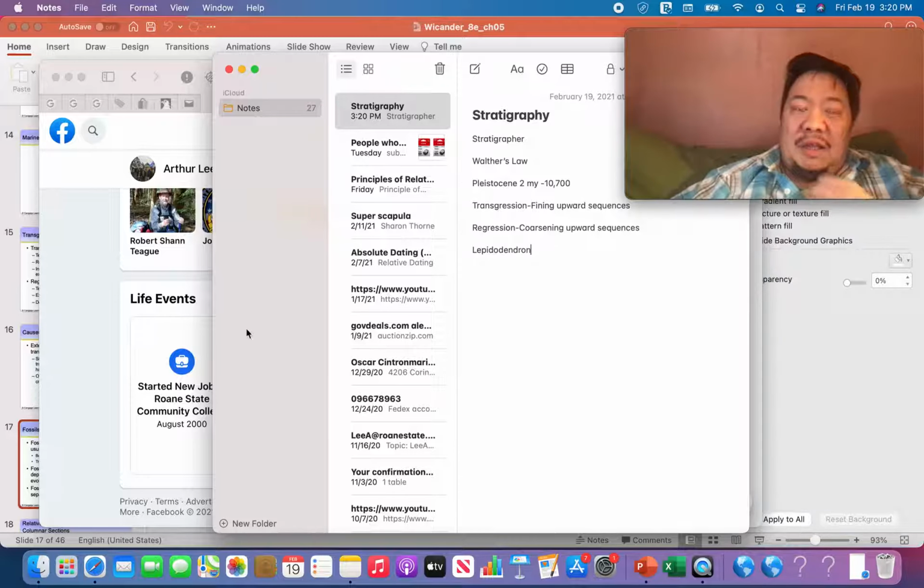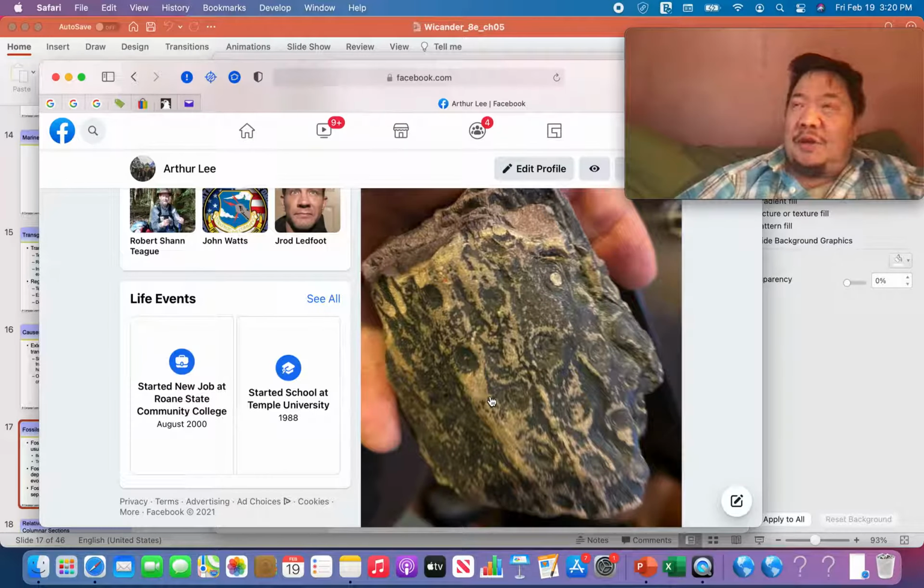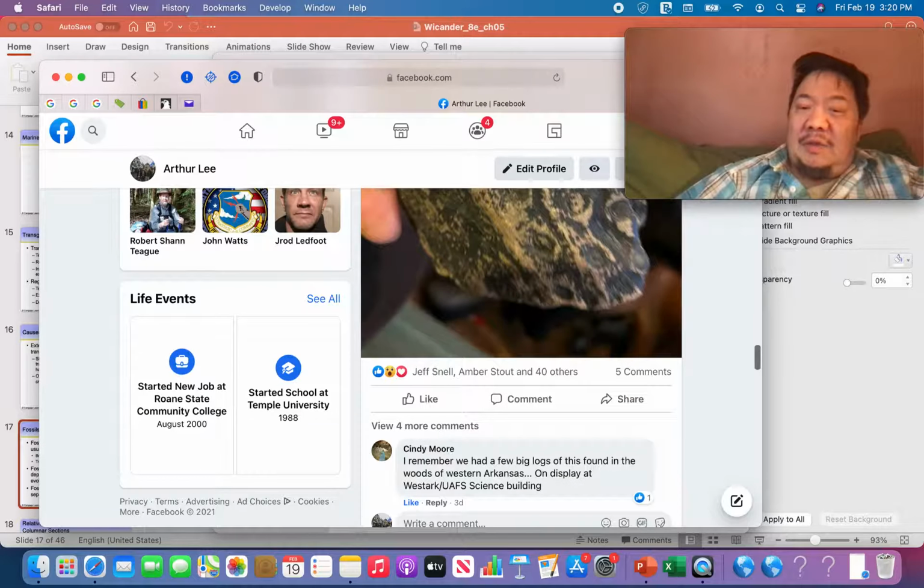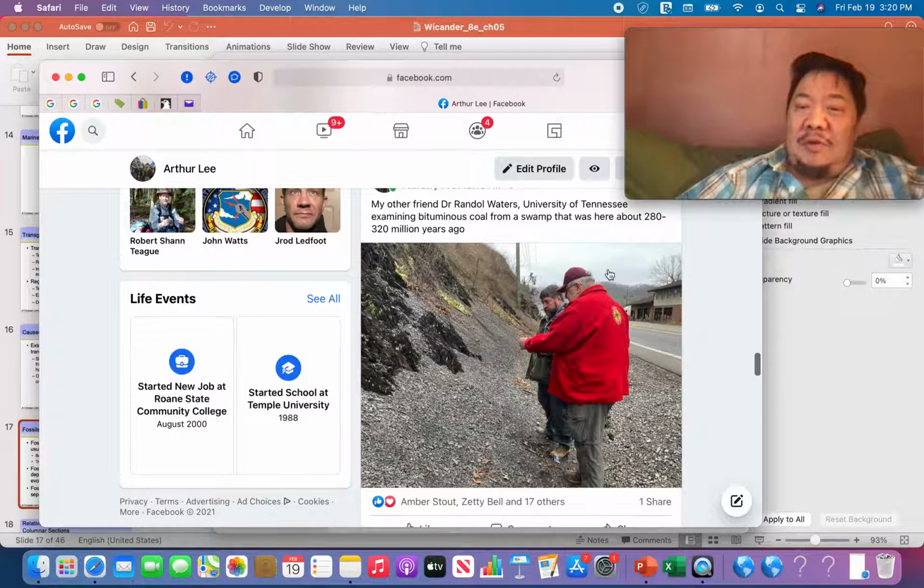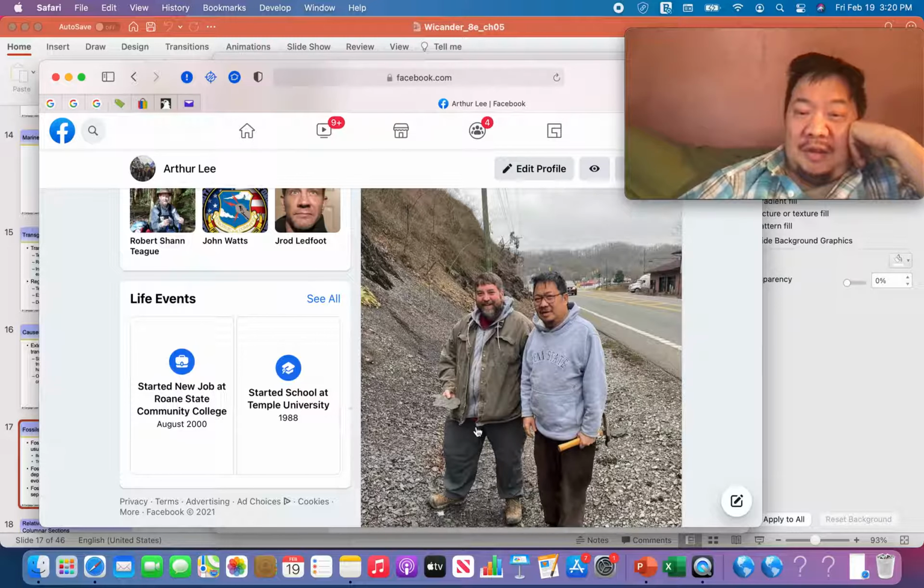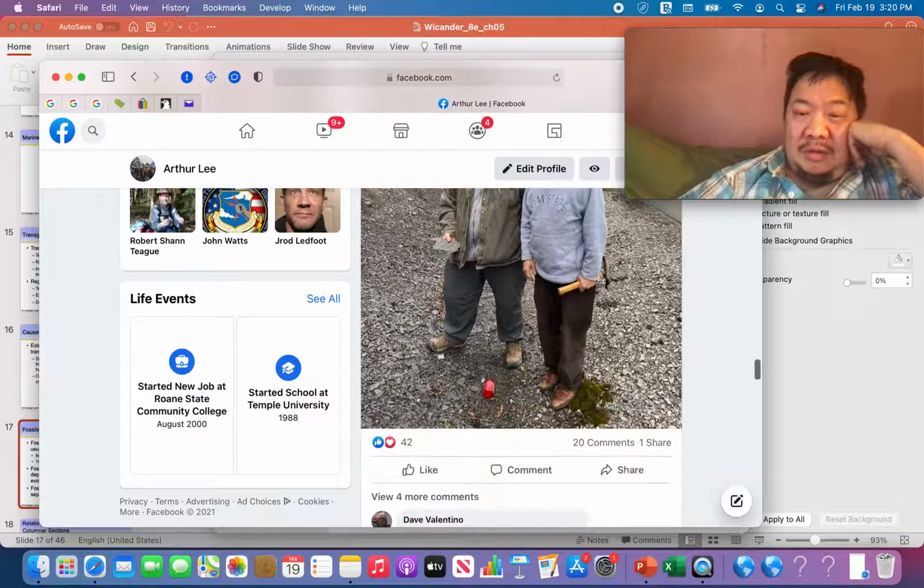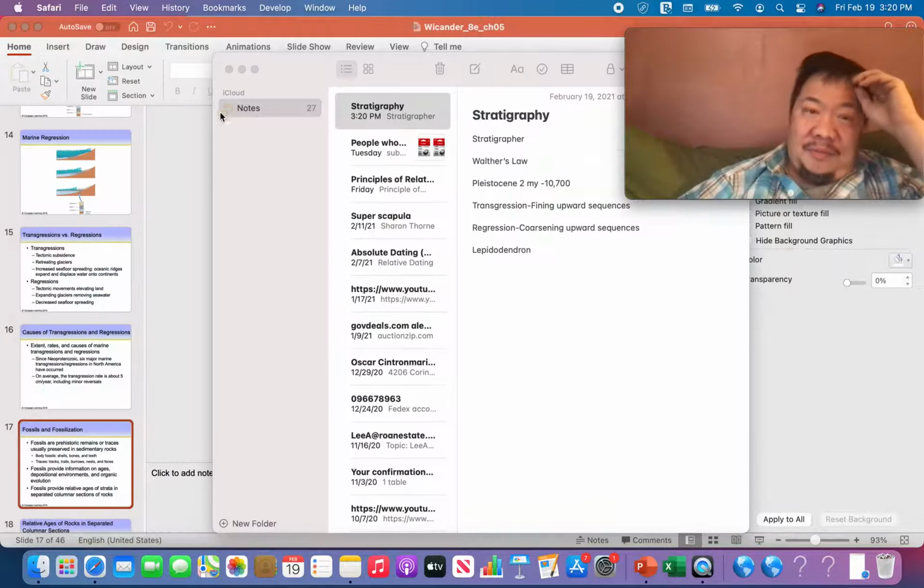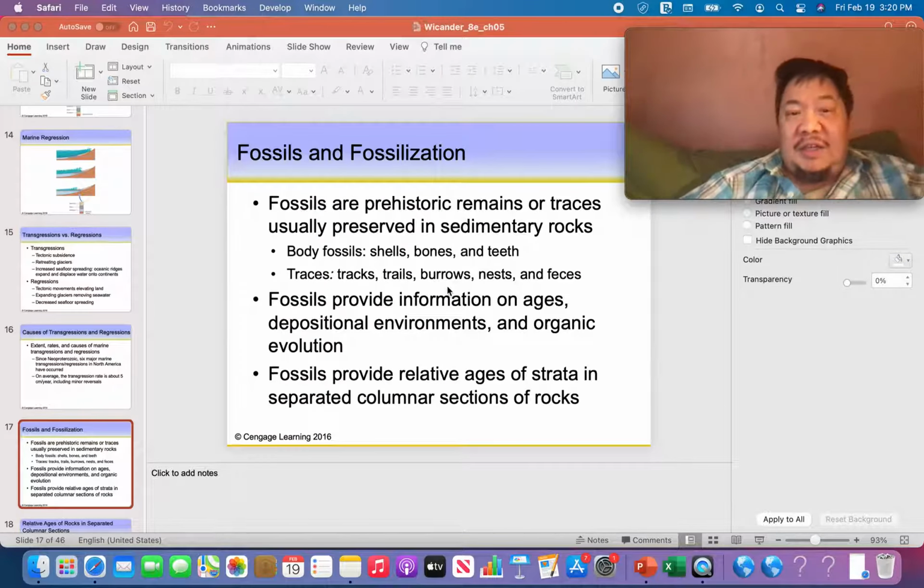It's from a tree that is now extinct, that was common in the swamps of Tennessee 280 to 300 million years ago. These are usually commonly found around coal beds. Coal beds are formed in swamps, and so we had swamps covering Tennessee back then. There's another one of my friends here, Randall Waters, and he and I and Wesley were looking for fossils. It's a lot of fun. This is in Oliver Springs. Anyway, you can do a lot of fossil hunting in Tennessee.